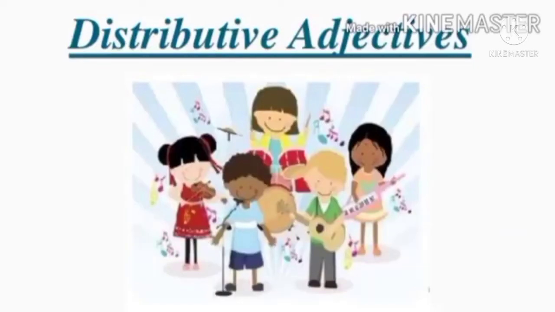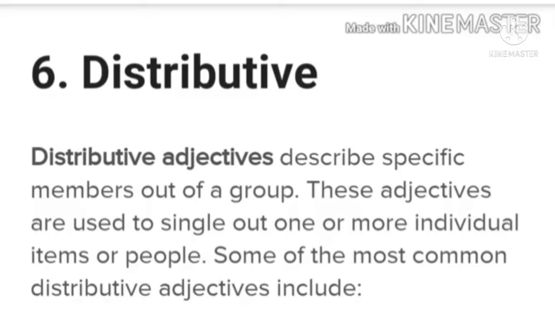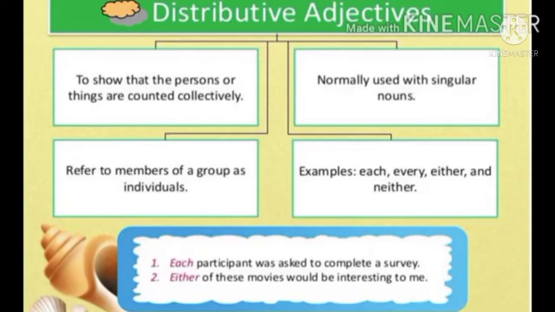The last kind of adjective that we need to study is distributive adjective. Distributive adjectives describe specific members out of a group, which means that whenever we are speaking about a group, when we want to give importance to every member in that group or everything in that group, we will use distributive adjectives.